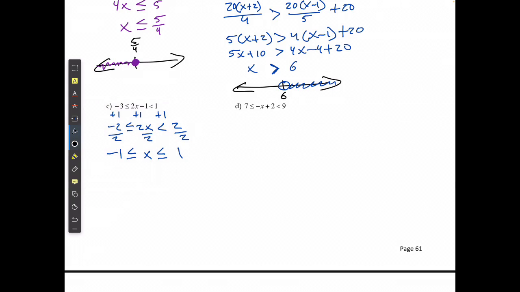And then I can put this on a number line. I've got the point of negative 1, I have a point of positive 1. Oh, sorry, this one should not be an equal to. I'm going to have a closed bracket on the left, but I'm going to have an open one on the right, and then I'm going to shade in between.